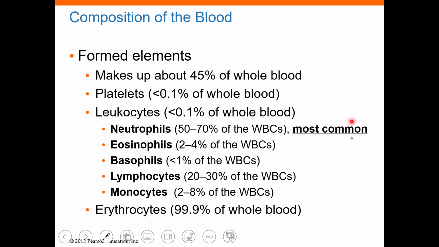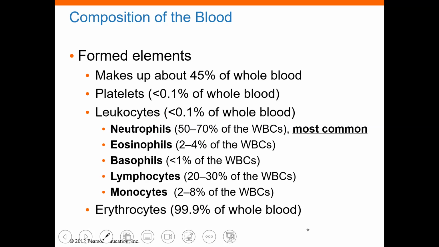Neutrophil is neutral, is how I think of that, and it's the most common. About 50 to 70% of white blood cells are going to be neutrophils. Eosinophils, about 2 to 4%. Basophils, less than 1%. Lymphocytes, 20 to 30%. Monocytes, 2 to 8%. And then our red blood cells. Erythro is red, remember? So red cells, red blood cells.